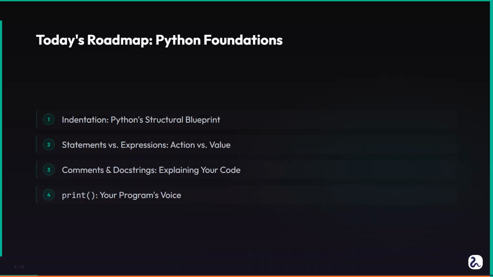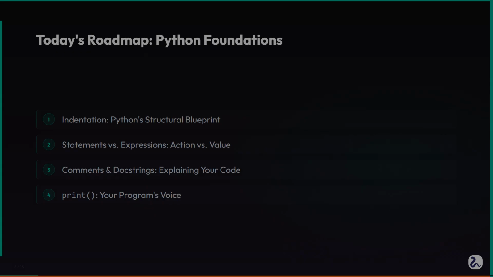By the end of this, you will know how to structure your code blocks with precise four-space indentation, avoiding those frustrating errors. You will also differentiate Python statements from expressions, understanding when your code performs an action versus when it evaluates to a value. This distinction is critical for writing robust logic. Beyond that, I will show you how to leverage comments and docstrings for robust code documentation, making your code understandable for anyone, including your future self. Finally, you will gain precise control over your console output using the print function's advanced arguments, letting you format text exactly how you need it.